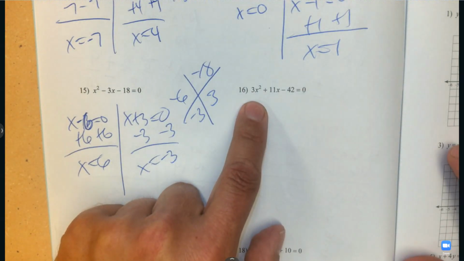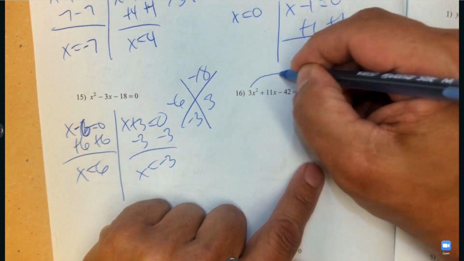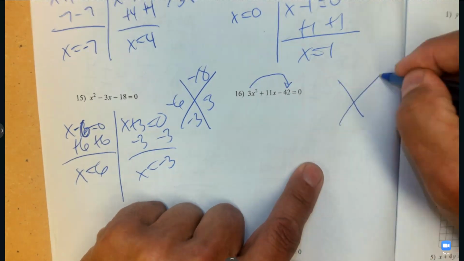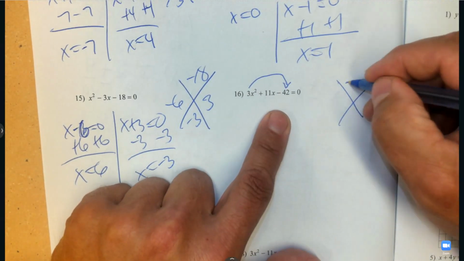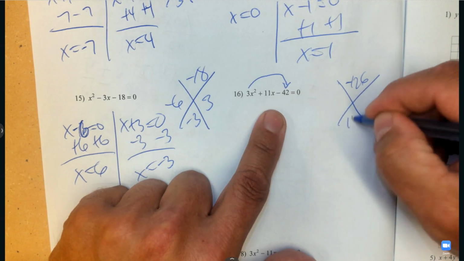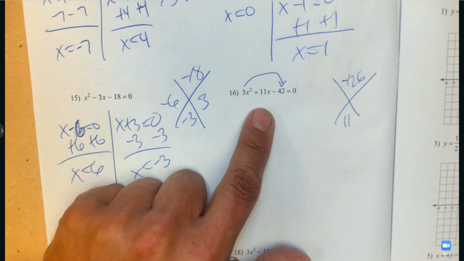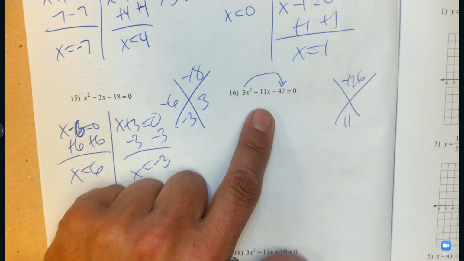Oh, this is like large. I don't know if I want to do it. 3 times 42. Ew. That's negative 126 and 11. I don't want to do it. What two numbers do it? I know I can if I really, really wanted to.